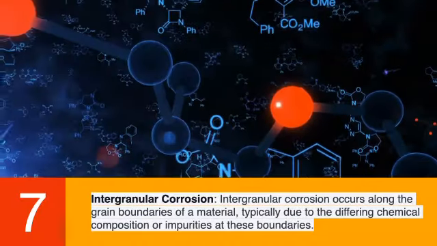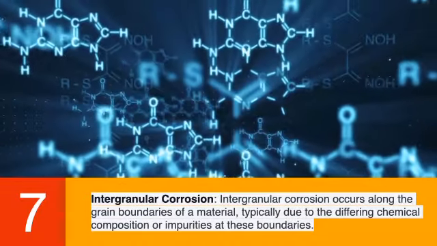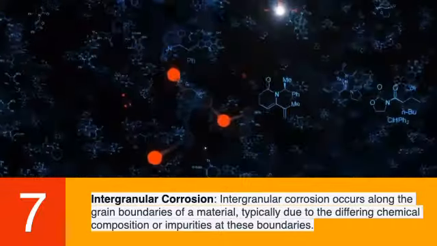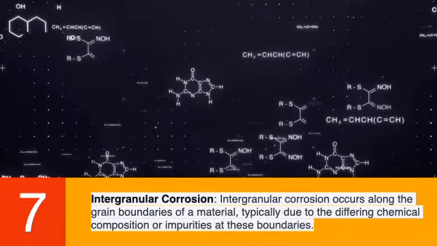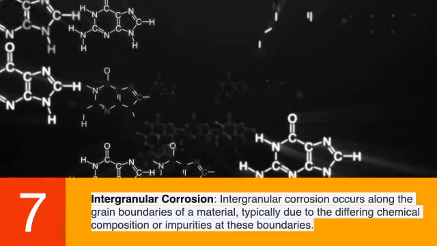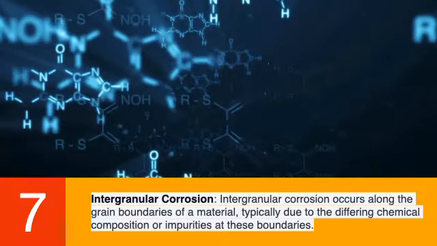Number 7. Intergranular corrosion. Intergranular corrosion occurs along the grain boundaries of a material, typically due to the differing chemical composition or impurities at these boundaries.